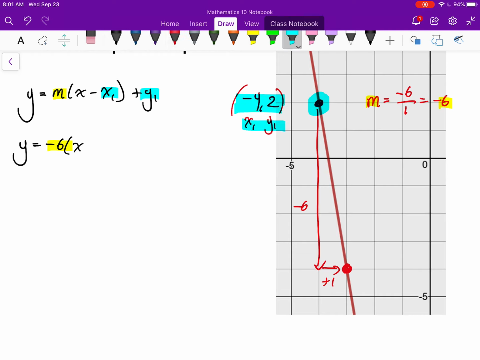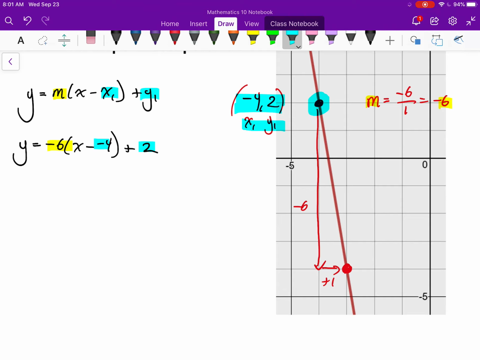It doesn't matter what point I pick. In the end, I'll get the same answer if I don't make any algebraic mistakes. But I might as well pick numbers that I feel pretty confident with. So when I go back to my equation here, I'm going to write negative 6 times x minus negative 4, which I'll adjust in a moment, plus 2. Negative 4 being the x coordinate, 2 being the y coordinate.